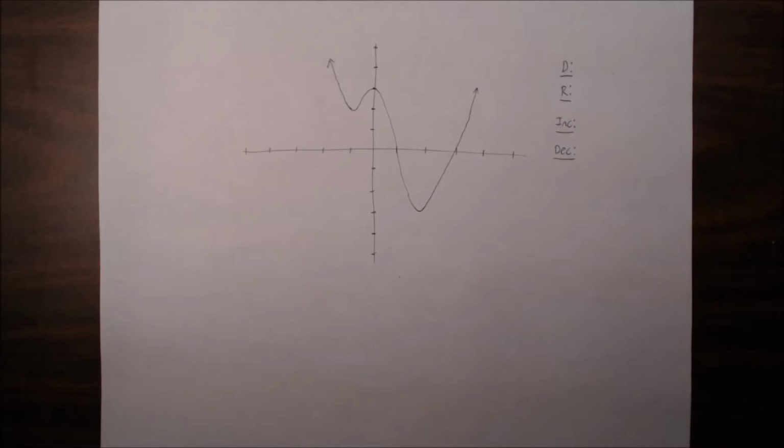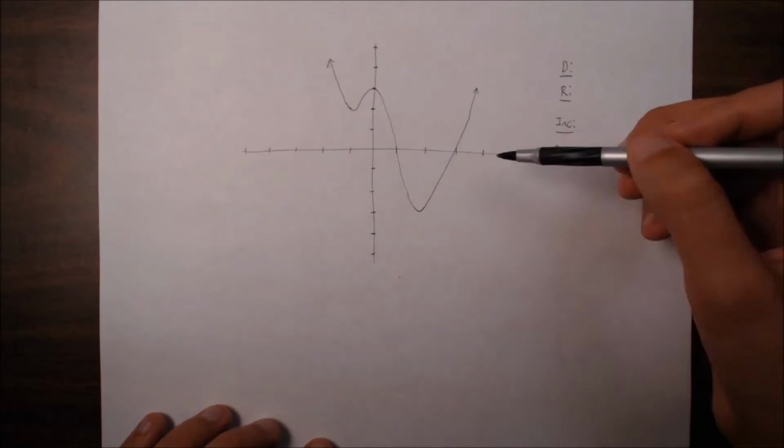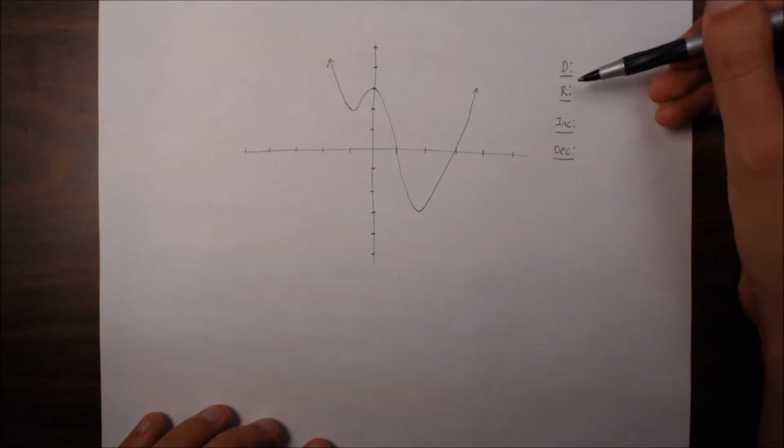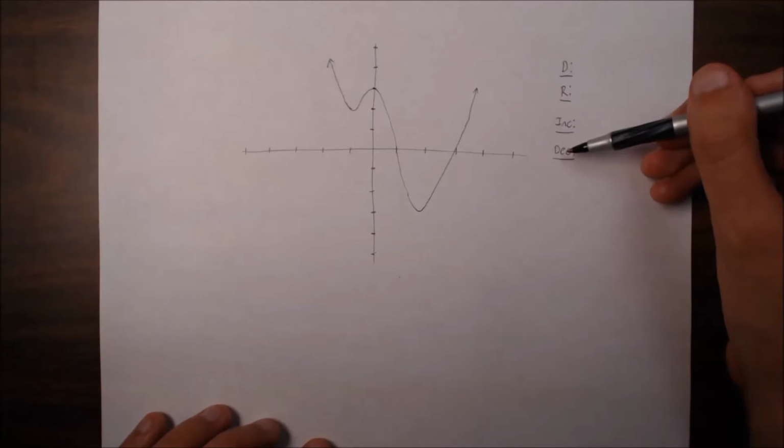What's up, guys? Today we're talking about more characteristics of polynomial graphs, and we're going to be talking about a few different kind of unrelated characteristics. So I have out here a list of just a few things to go with this graph. We're going to look for the domain, the range, and then the intervals of increase and decrease.